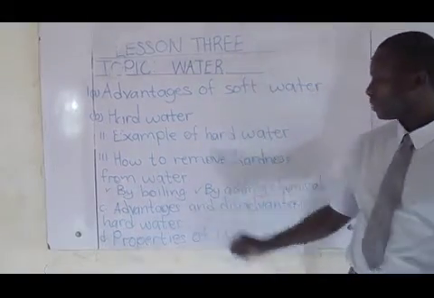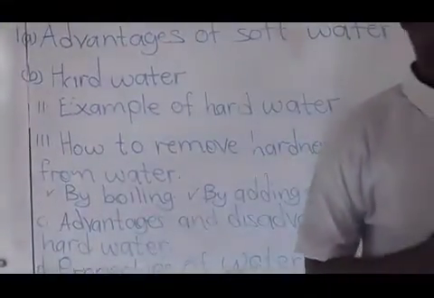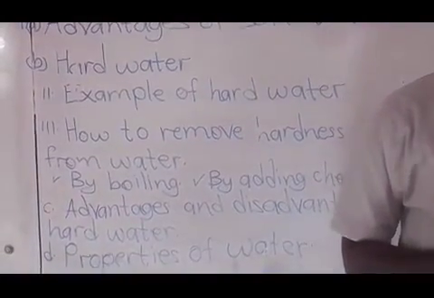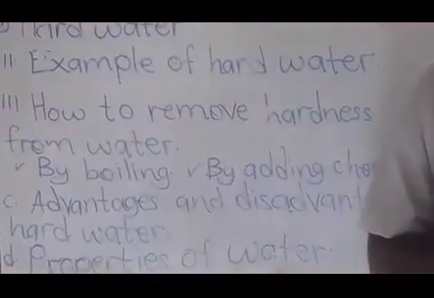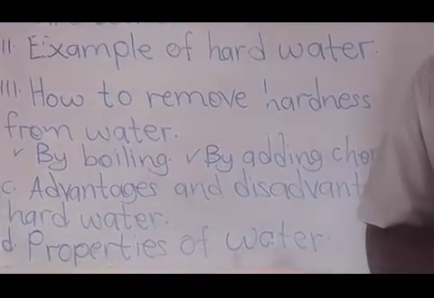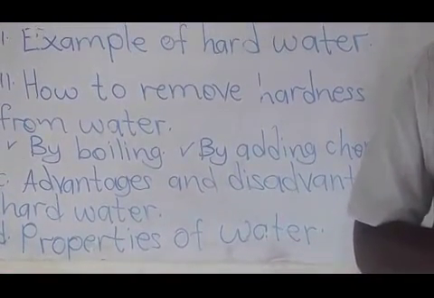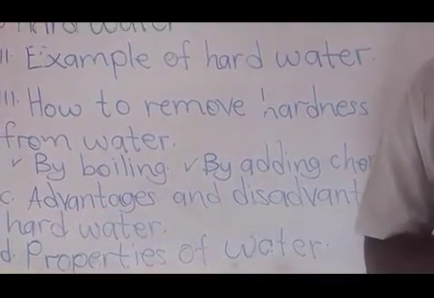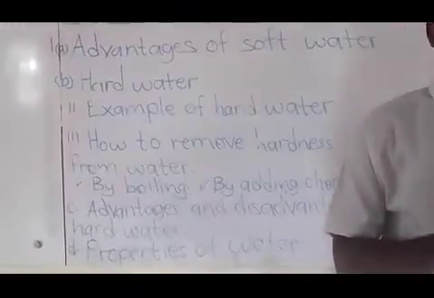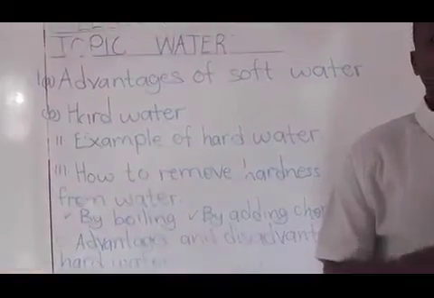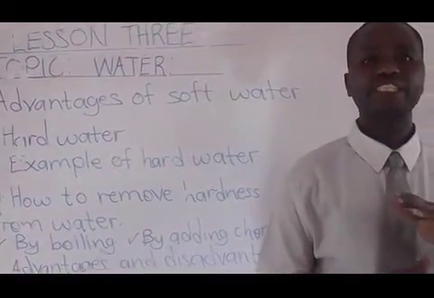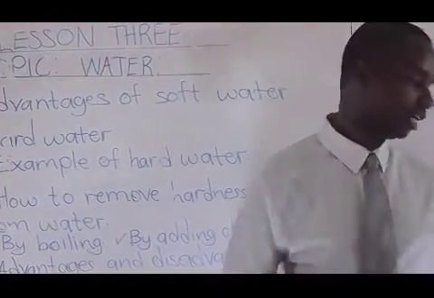Then we can see the properties of water. We have one property, which is water exerts pressure. The second property, we can say that water finds its own level. When put in a container, it takes up the level in the container, especially it depends on the positioning of the container.